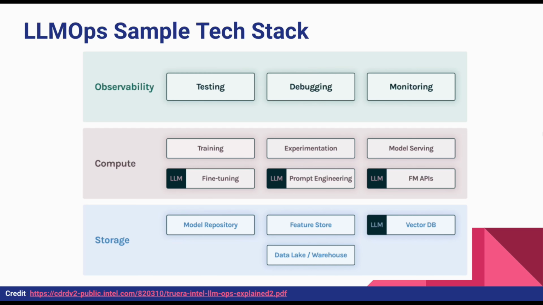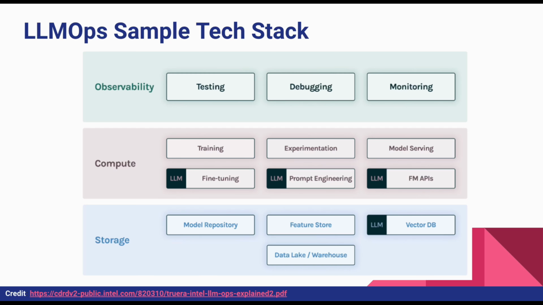This is another way of looking at the LLMOps tech stack. Similar to what we saw before, the bottom one is the storage, which consists of your data lake or warehouse or even the lakehouse. It has the repository of models. It has a feature store if you are building one for your machine learning applications. It also has VectorDB, which stores the embeddings specific to the LLMs.